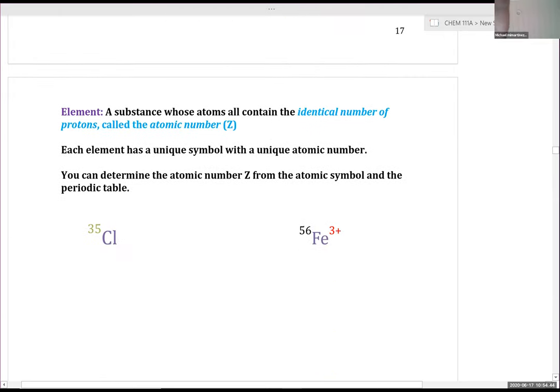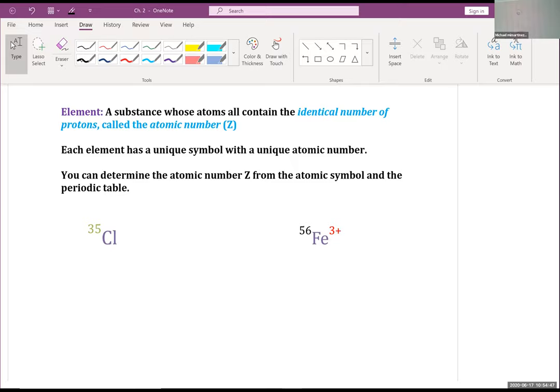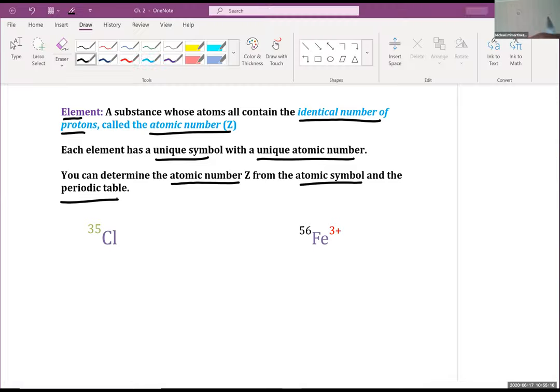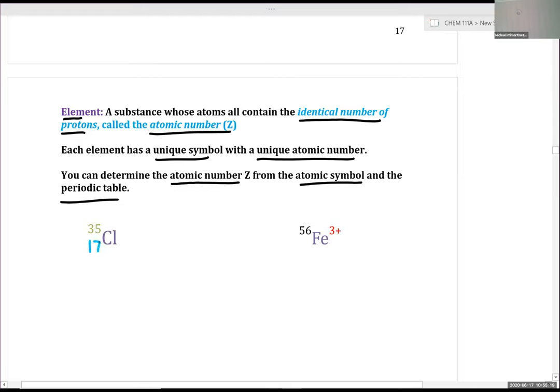So, one revised definition of an element that we can use is a substance whose atoms all contain an identical number of protons, or whose atoms have an identical atomic number. Each element has a unique symbol with a unique atomic number. And of course, we have all the tools we need to figure out the atomic number from the atomic symbol and the periodic table. So for example, in our chlorine example, we filled in our atomic number of 17. For iron, we filled in our atomic number of 26.